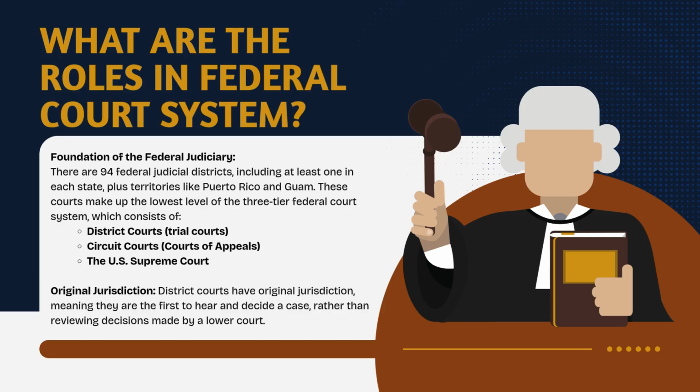What are the roles in the federal court system? The foundations of the federal judiciary are as follows. There are 94 judicial districts, including at least one in each state, plus territories like Puerto Rico and Guam. These courts make up the lowest level of the three-tier federal court system, which consists of district courts, also known as trial courts, circuit courts, which are the courts of appeals, and the U.S. Supreme Court. Then there is the original jurisdiction, which means that the district courts have original jurisdiction, meaning they are the first to hear and decide a case rather than reviewing decisions made by the lower court.